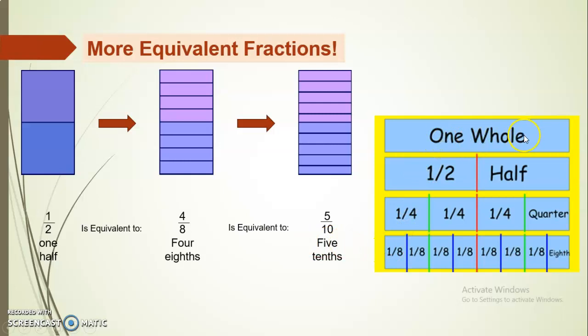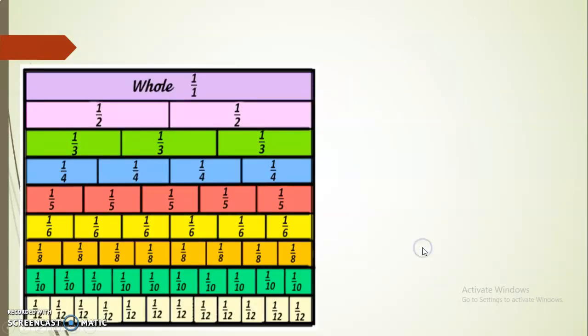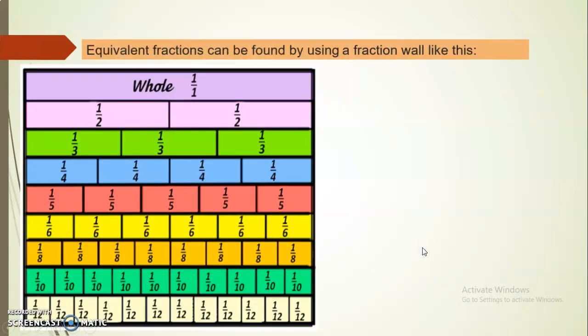This one whole is equal to two halves, is equal to 4/4, is equal to 8/8. This half is equal to 2/4 and equal to 4/8. This quarter is equal to 2/8, and so on. Equivalent fractions can be found by using a fraction wall like this.